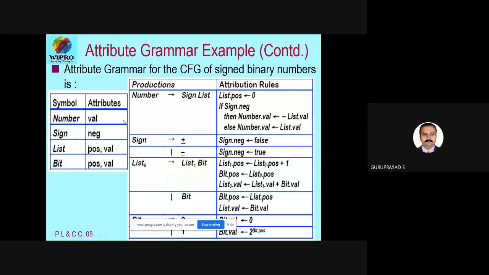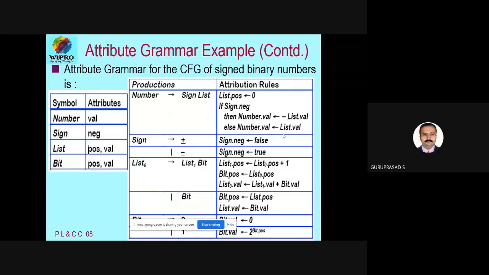When this production is there, number produces sign list, we have a semantic rule: list dot position. We have two attributes, list is having position and value. List dot position is initialized to 0. That is one of the semantic rules. If sign dot negative, then number dot val is going to be minus list dot val. If sign is not negative, number dot val is equal to list dot val. So these are the two semantic rules we have. I'm just telling you about the semantic rules. We'll put it into action next.